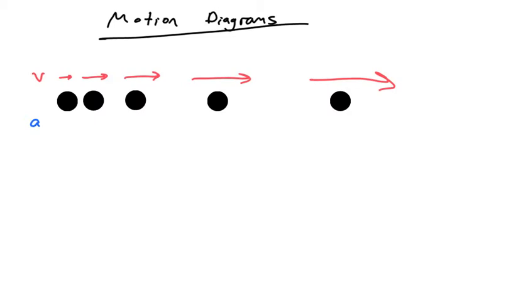So if an object is speeding up, that means that velocity and acceleration are in the same direction, or at least they have a component that are in the same direction. We may have two-dimensional motion that gets a little more complicated, but for now, with one-dimensional motion, it means they are in the same direction. This object is speeding up, it's moving to the right, so that must mean that acceleration is to the right as well.